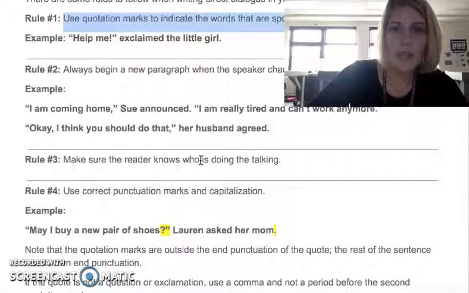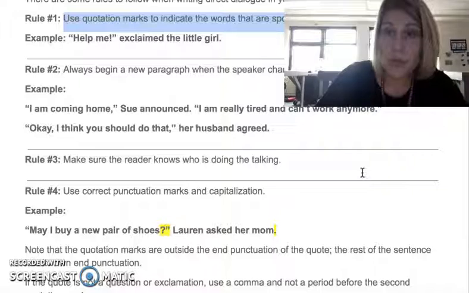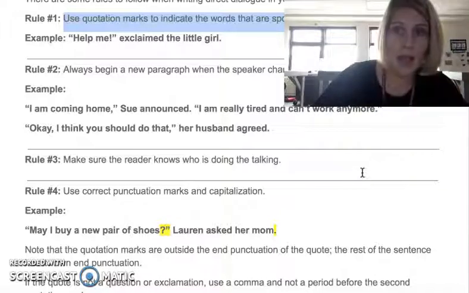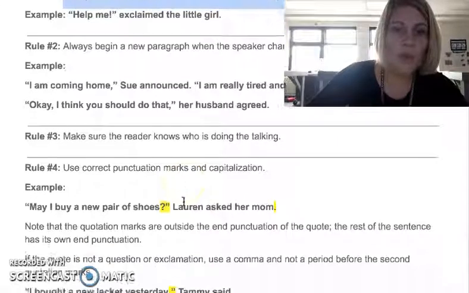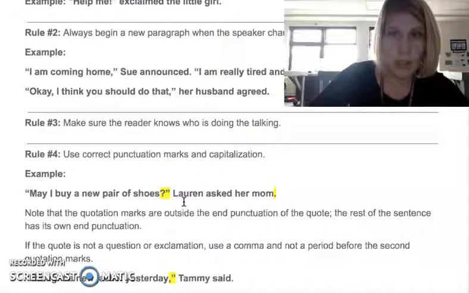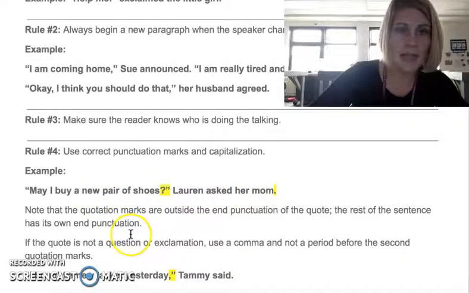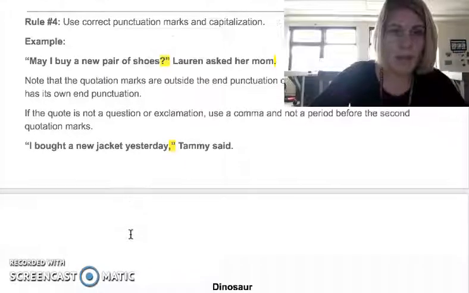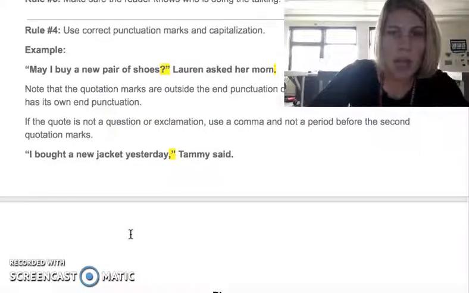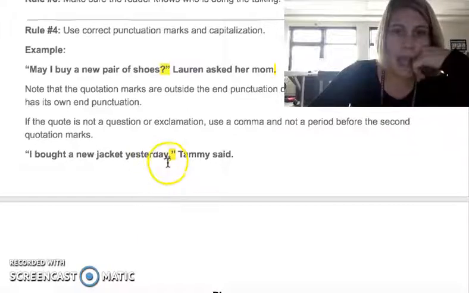Third rule, make sure the reader knows who is doing the talking. You do that by introducing the speaker in the beginning or after the dialogue, saying who the speaker was. And 4, use correct punctuation marks and capitalization. We struggle with that as a class. Here's an example. "May I buy a new pair of shoes?" There should be a question mark, then the end quotations. Lauren asked her mom, period. This tells us that Lauren is asking her mom this when she says it. You can read all these other details I'm not reading out to you. Use a comma if it's not a question or an exclamation point, and then say who it was.